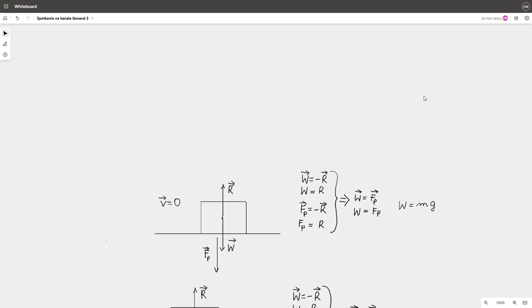Today, we'll talk about examples of application of Newton's laws of motion. We'll start with simple problems and then move on to more complex problems. Let's start with a body resting on a flat horizontal surface. It's here.